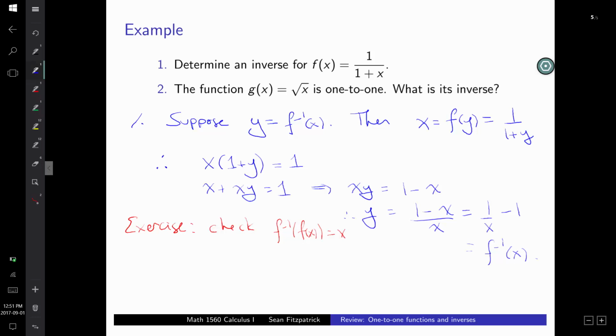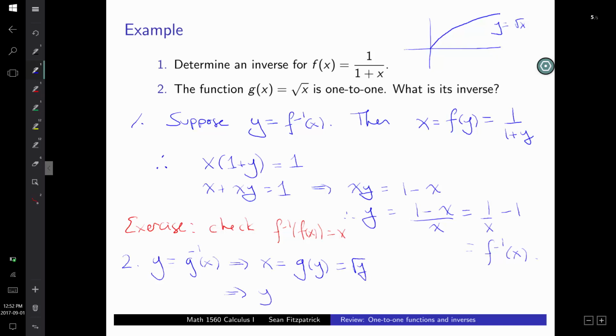Now, this second example is interesting. Here's my function. g of x is square root of x. Okay. Here's what the graph looks like. Okay. y equals the square root of x, and I'm telling you that it's 1 to 1. You can confirm that it's 1 to 1 if you want. And so if it's 1 to 1, well, what's the inverse? So let's think about it. Suppose y equals g inverse of x. That means that x should be equal to g of y, which is the square root of y. And well, that suggests that if I square both sides, y equals x squared.